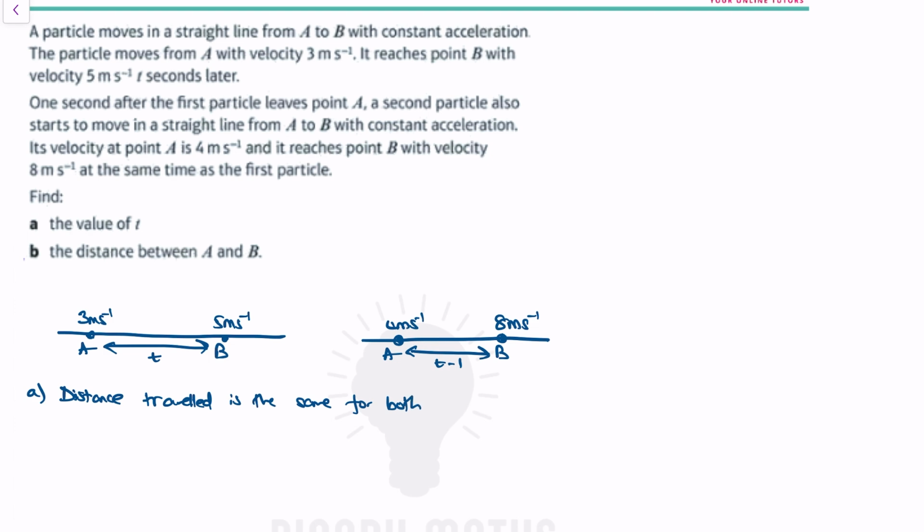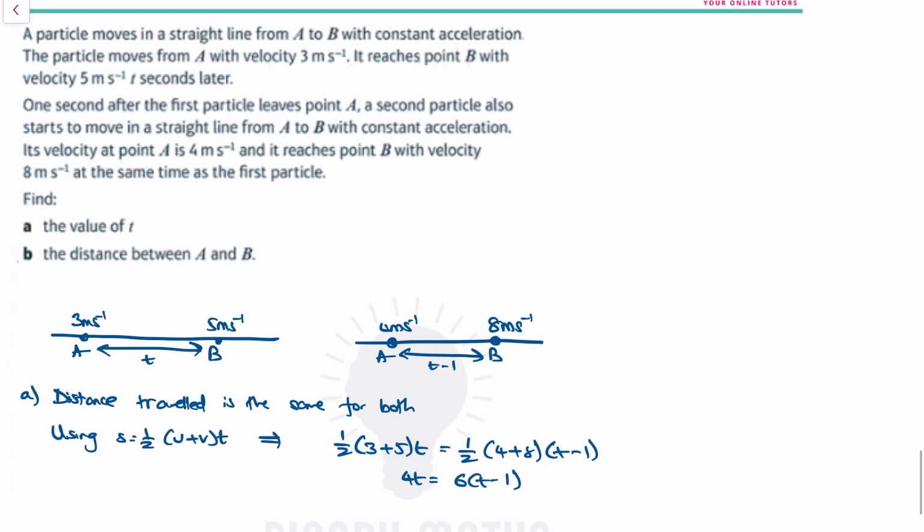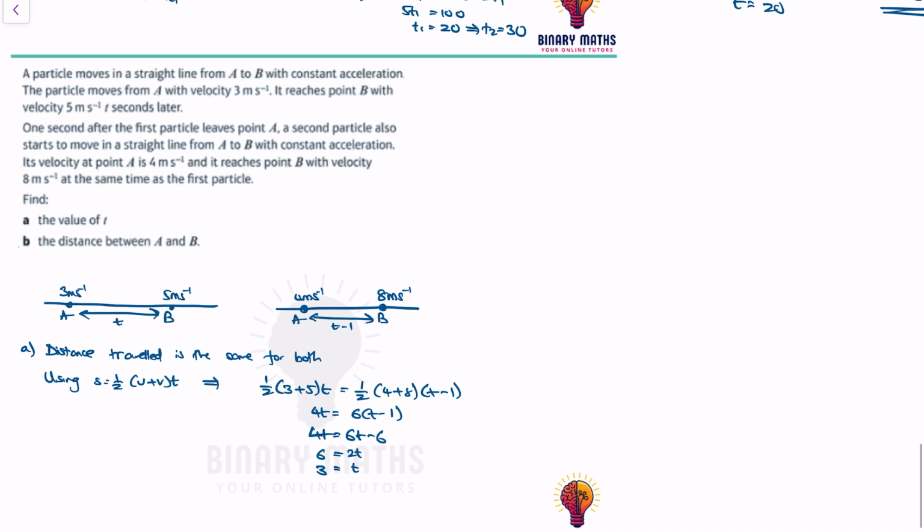So using S is equal to half of (u plus v) times t, for the first journey I get half of (3 plus 5) times t, which must be equal to the second journey, half of (4 plus 8) times (t minus 1). Which means I get 4t on this side, and I've got 6 times (t minus 1). So 4t is equal to 6t minus 6, which means 2t must be equal to 6, so t must be equal to 3 seconds.